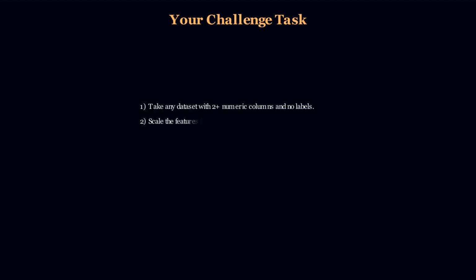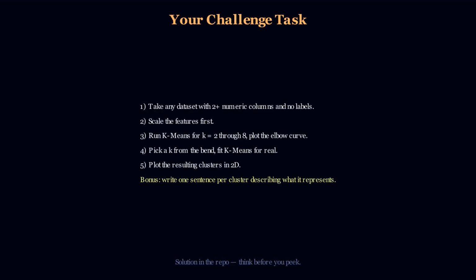Your challenge task for this episode. Take any dataset with at least 2 numeric columns and no labels. Scale the features first. Run K-means for K equals 2 through 8 and plot the elbow curve. Pick a K from the bend, fit K-means, and plot the clusters in 2D. Write 1 sentence describing what each cluster seems to represent. Solution is in the repo.